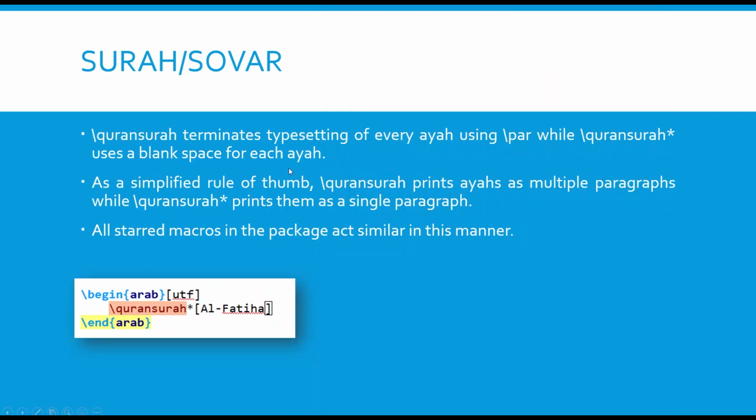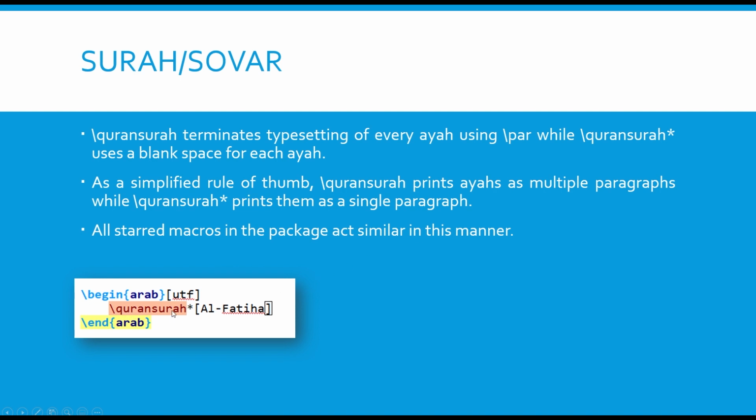The \quransurah command writes each ayah of the surah on separate lines. To write all the ayahs within one paragraph, use the \quransurah star command. The \quransurah terminates typesetting of every ayah using the paragraph, while \quransurah star uses a blank space for each ayah. As a simplified rule of thumb, \quransurah prints ayahs as multiple paragraphs, while \quransurah star prints them as a single paragraph. All starred macros in the package act similarly in this manner.